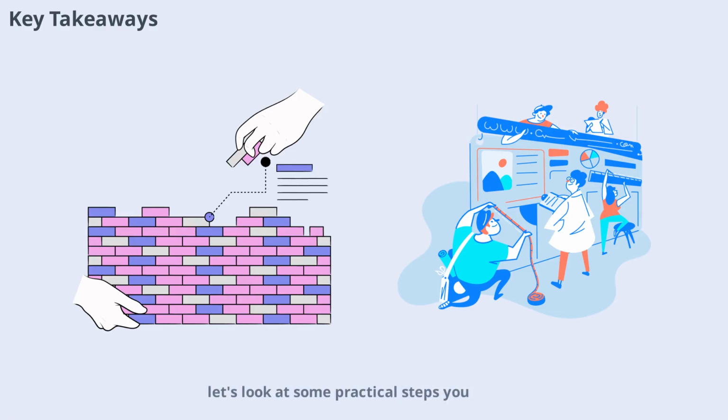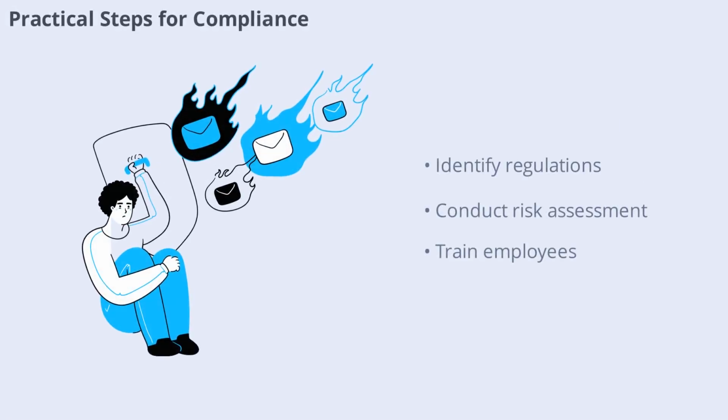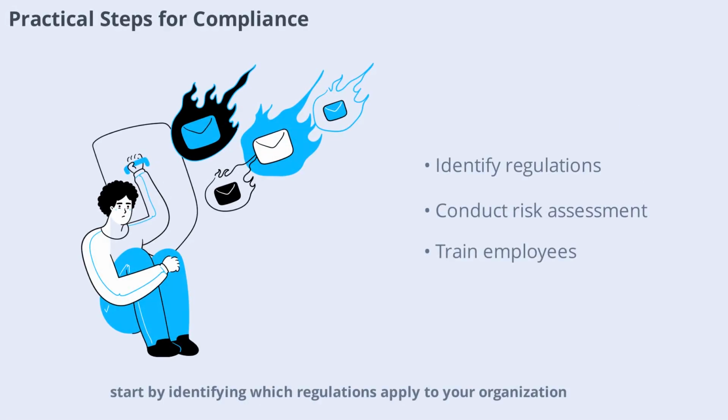Next, let's look at some practical steps you can take to start your compliance journey. Begin your compliance journey. Start by identifying which regulations apply to your organization. Conduct a risk assessment to understand your current security posture. Develop and implement policies, provide employee training, and establish incident response plans. Regularly review and update your practices to stay aligned with regulatory changes. Remember, compliance is an ongoing process that requires commitment and collaboration.